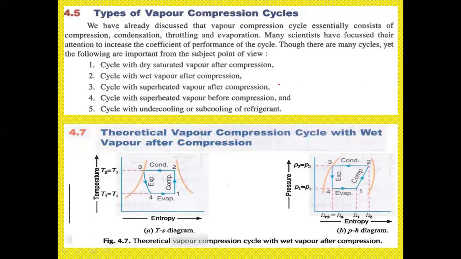or throttling device. So in order to give some modifications, some of the scientists have designed changes in order to increase the performance of the cycle. Out of them, many cycles have come into existence. Out of them, the five major cycles for this vapor compression cycle are: what is the first cycle?